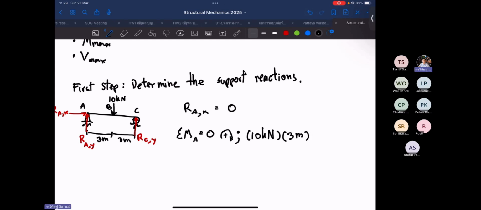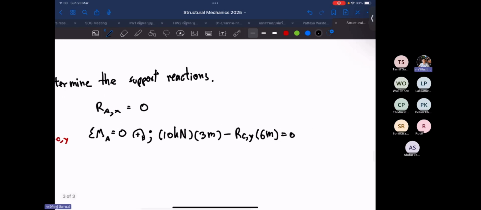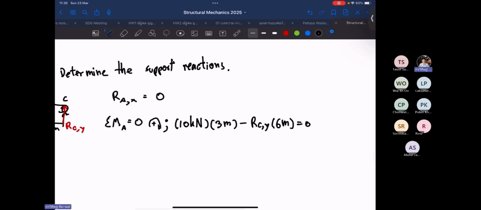Okay. And this one has the positive sign because this force generates a clockwise moment. Then this reaction is counterclockwise, so negative. Negative C1 multiplied by the moment arm from point A, so 6 meter. All of this must equal 0, because this one is static.